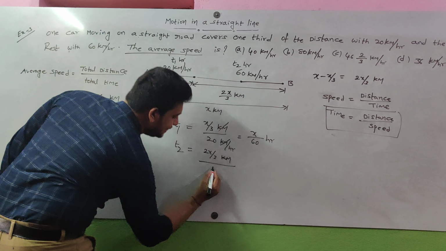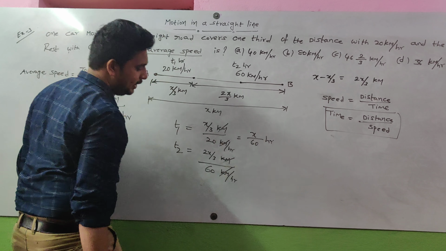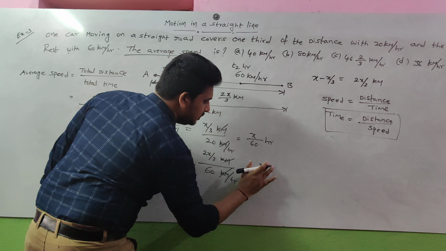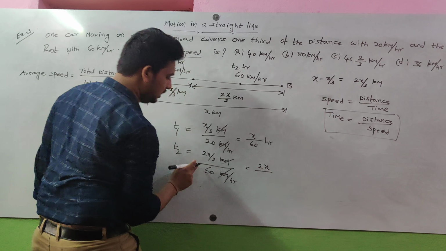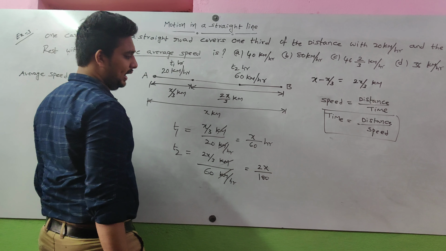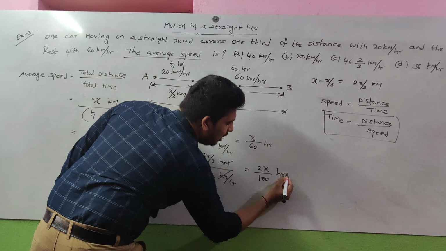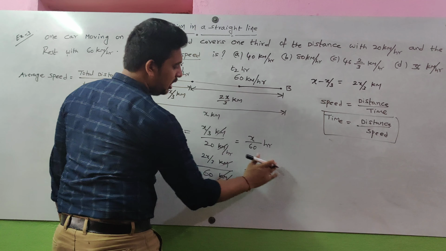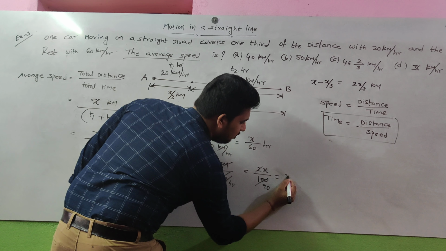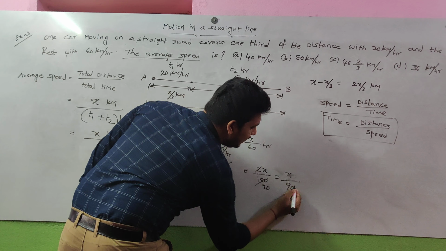So speed is 60 kilometers per hour. This kilometers is going to be cancelled. Then we got 2x by 3 into 60, 180. So 2x by 180 hours here. By cancellation we got 2 how many times here? 90 times. So then what we got here? X by 90 hours.